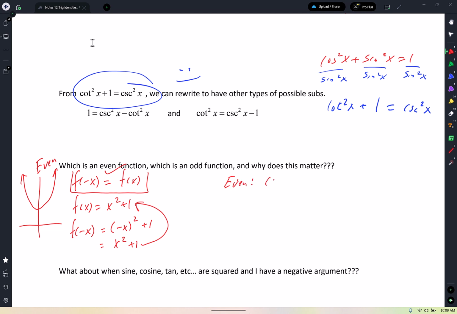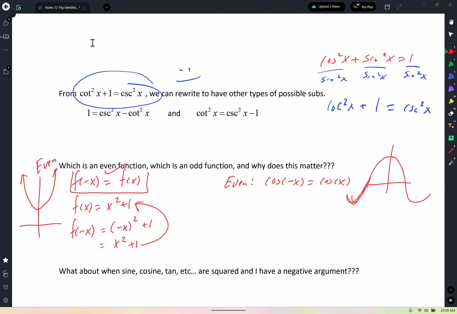the cosine function. Cosine of negative x will equal cosine of x. Why is cosine even? Well, because cosine looks like this, guys. Look, it's symmetric on the y-axis. I tried to make it symmetric. It's symmetric on the y-axis. I just suck at drawing.